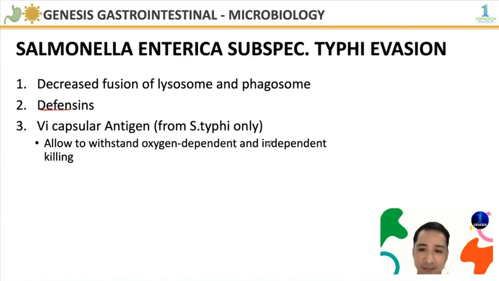Salmonella typhi survives intracellularly and can replicate in the macrophages. They are resistant to macrophage killing due to these factors. Remember this: they are resistant to killing. They can hide. They survive, they replicate in the macrophages, and they're resistant to macrophage killing due to these factors, or Salmonella enterica subspecies.